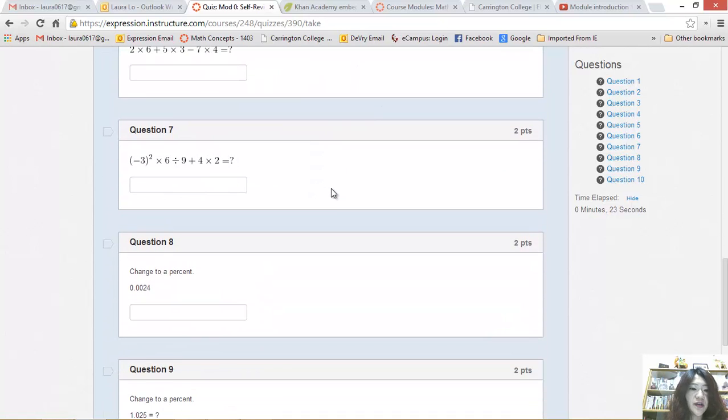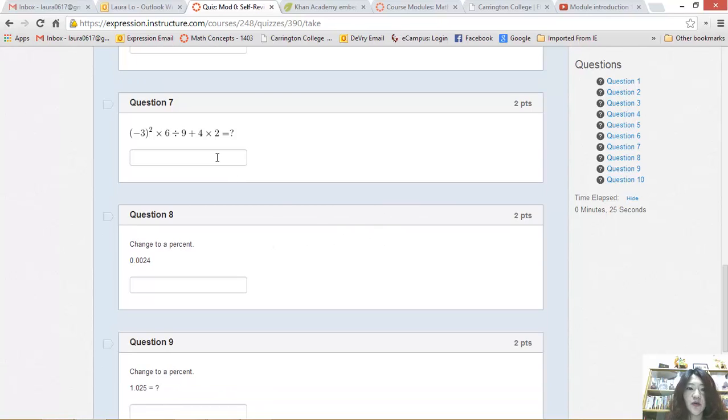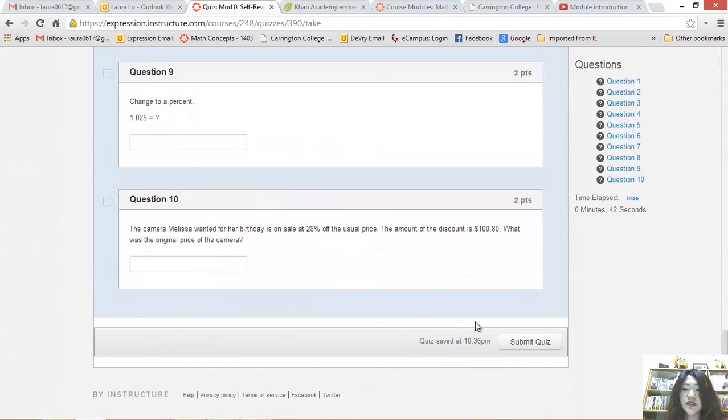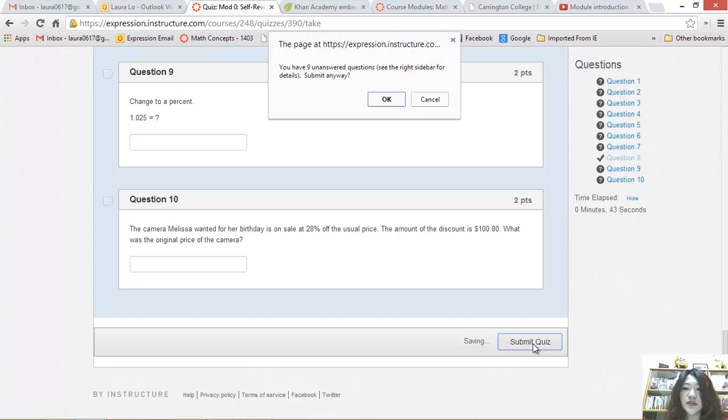Here, for example, we won't do each question. Just for example, convert 0.0024 to a percentage. We move 2 decimal places to the right, so it becomes 0.24%. Okay, so if you're done with the self-review, you can submit the quiz.